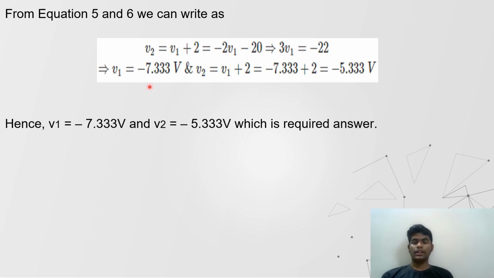v1 is equal to minus 7.33 volts and v2 is equal to v1 plus 2, that is equal to minus 7.33 plus 2, that is equal to minus 5.33 volts. Hence v1 is equal to minus 7.33 volts and v2 is equal to minus 5.33 volts, which is the required answer.